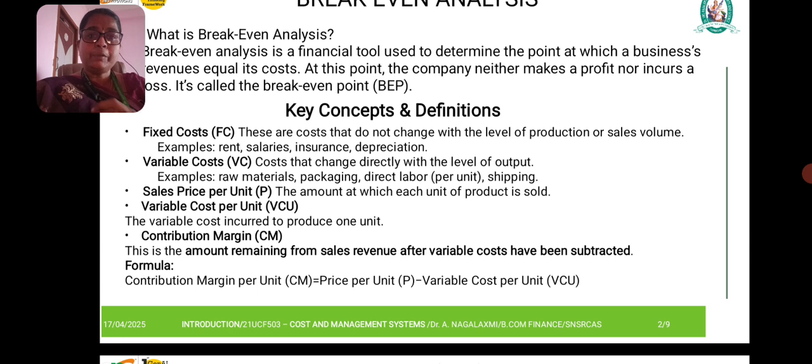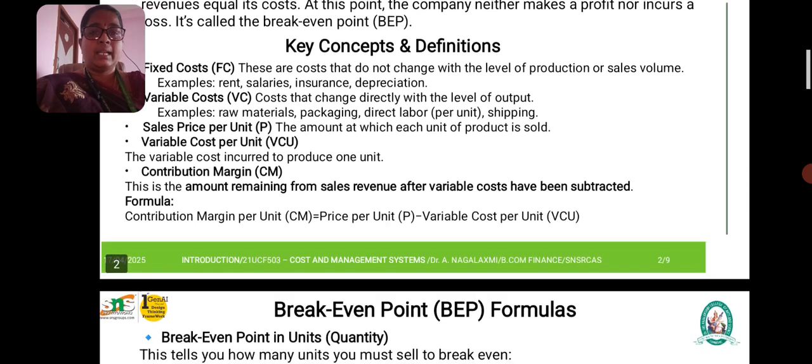Next is contribution margin. This is the amount remaining from sales revenue after variable costs have been subtracted. See, they have given a formula. Contribution margin per unit is equal to price per unit minus variable cost per unit. These are the key concepts and definitions of break-even analysis.